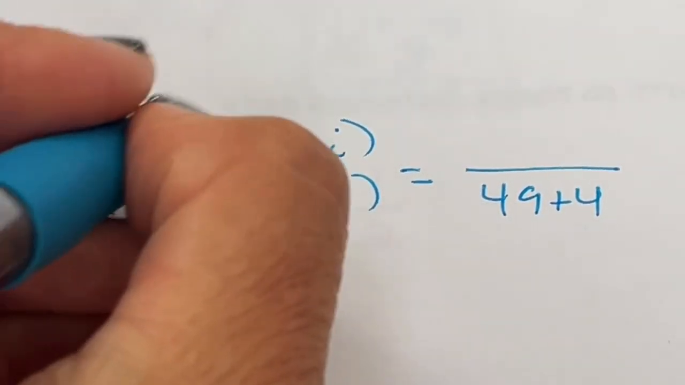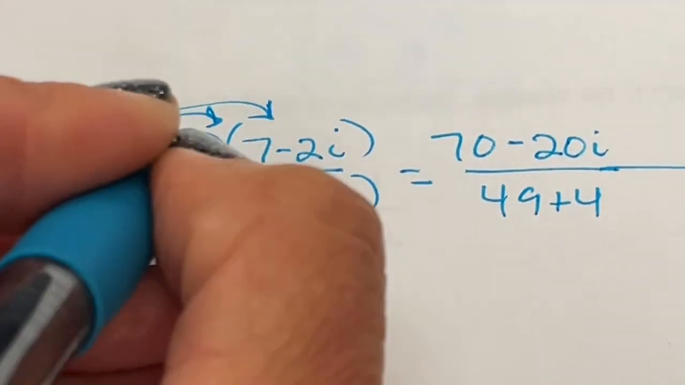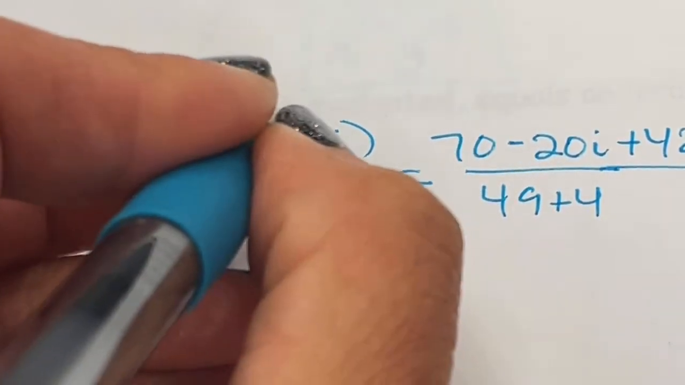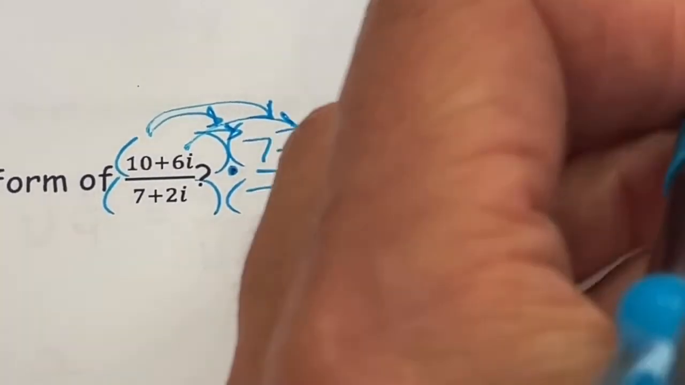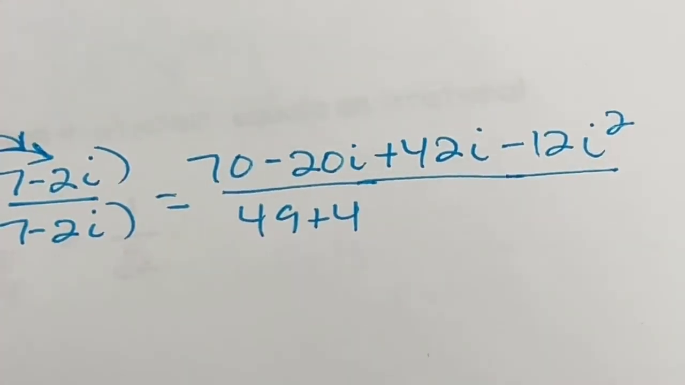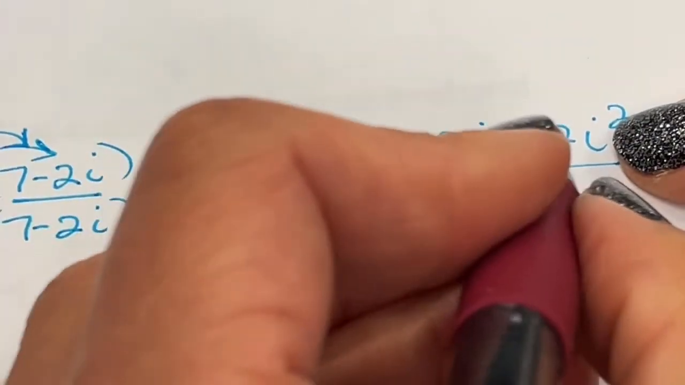And then multiplying this out, 10 times 7 is 70, big numbers. 10 times -2i is a -20i. 6i times 7 is a positive 42i. 6i times -2 is a -12i squared. Okay, well remember i squared is -1, so -12 times -1 makes it a positive 12.